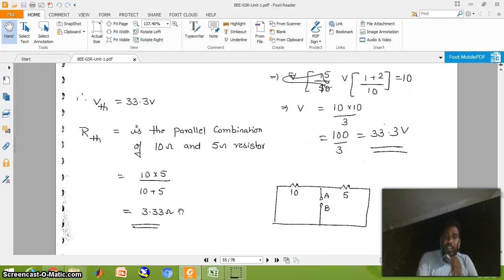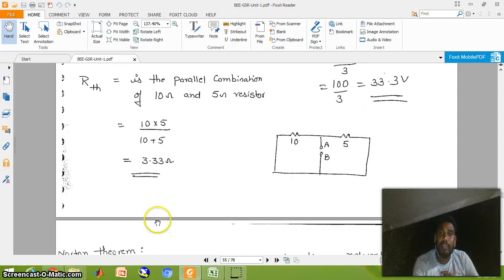Next, R Thevenin. At the time of R Thevenin, both the sources are replaced by their internal resistance. Voltage source internal resistance is 0, so that's the reason the voltage source is taken as a short circuit. R Thevenin is equal to RAB, the equivalent resistance between terminals A and B. Now 10 ohms and 5 ohms are connected in parallel. R equivalent is equal to 10 into 5 by 10 plus 5, so R Thevenin is equal to 3.3 ohms.